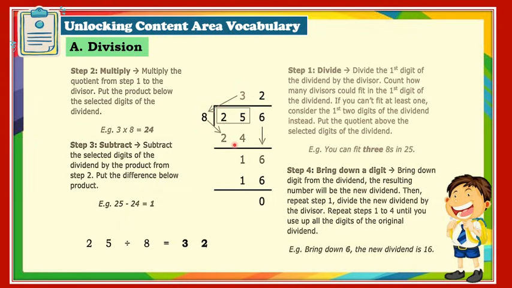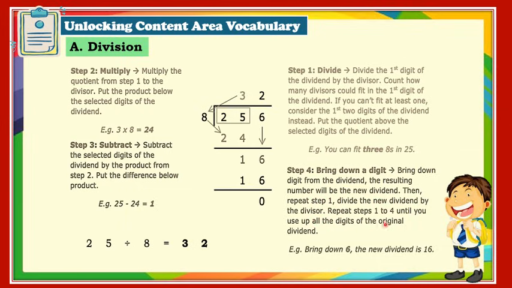Then step 3, we need to subtract. Subtract the product from step 2 from the selected digits of the dividend. Put the difference below the product. So 25 minus 24, the answer is 1. Then step 4, bring down a digit from the dividend. The resulting number will be the new dividend. Then repeat step 1, divide the new dividend by the divisor. Repeat steps 1 to 4 until you use up all the digits of the original dividend.